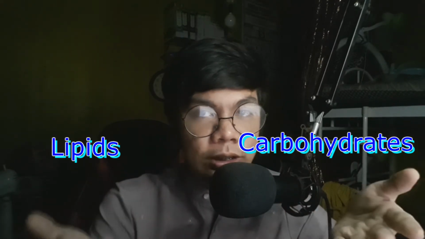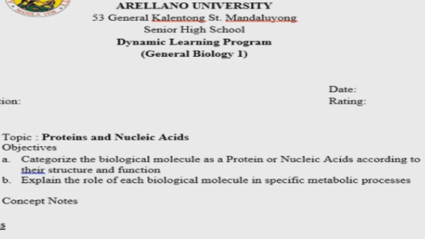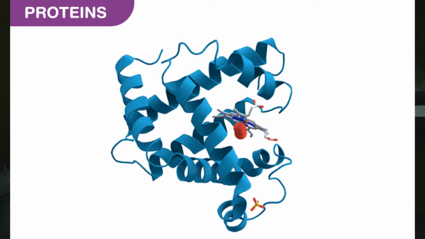Okay, so last time we talked about two different biological molecules, which are carbohydrates and lipids. Today we're going to talk about another two biological molecules, and those are proteins and nucleic acids. Before that, our objective for today is to categorize a biological molecule as a protein or a nucleic acid according to its structure and function. The second objective is to explain the role of each biological molecule in our metabolic process. So without further ado, let's go to the proteins.